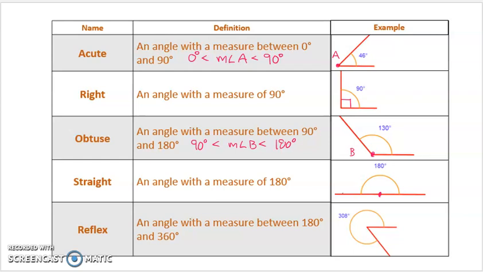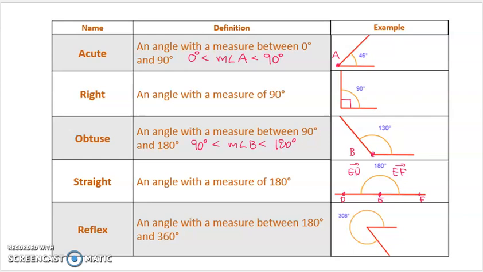So we'll say, okay, DEF, DE, or ED rather, and EF are opposite rays, which means if you put them together, if you take the union of the opposite rays, they form a line.